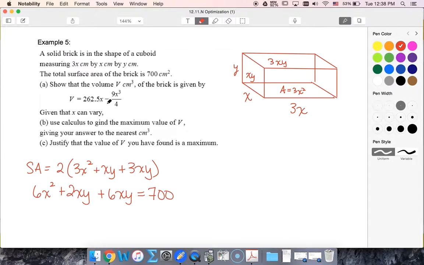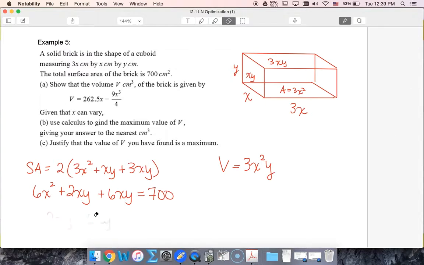I want to show that the volume has this formula, so I know volume is going to be 3x times x times y, so 3x times x is 3x squared times y, but this formula has no y's in it. So I must use this formula to figure out the y to put in over here. So this has no y. I'm going to move it to the other side. So I'll have 2xy plus 6xy. Oh, those are like terms. That's 8xy.